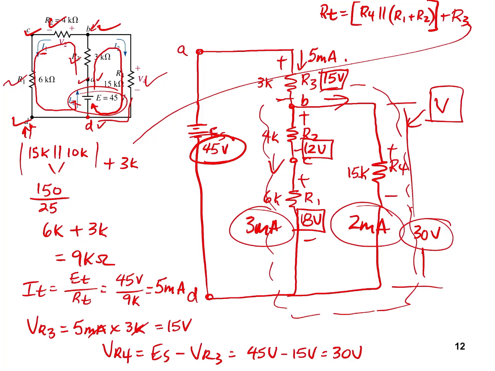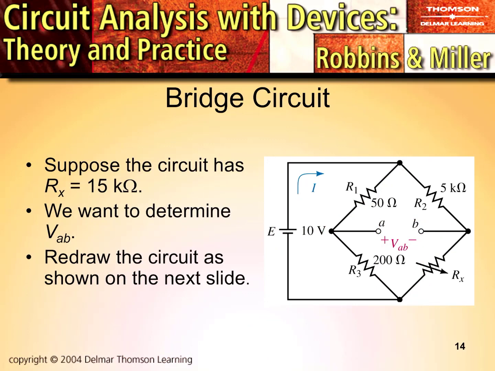Let's say we wanted to come up with a value of VBC here. VBC. We look at point B and we look at point C. C is the reference. So that means we have a plus 12 volt value for VBC.